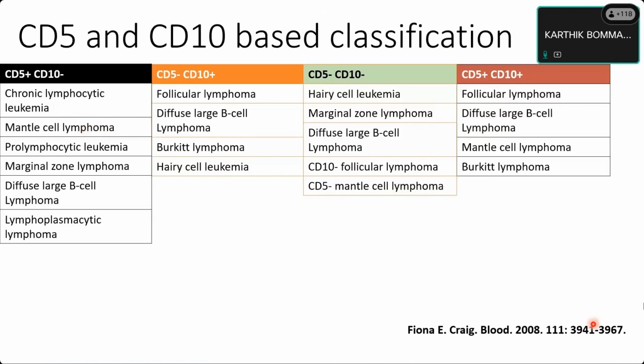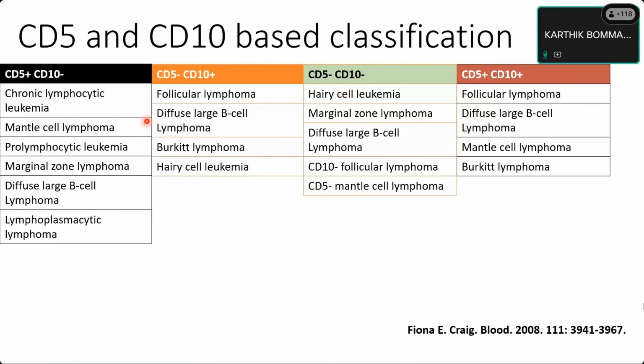This is a very good publication from Fiona Craig, published in Blood, where they describe this very nicely, in a nutshell. So 5 positive, 10 negative lymphomas, CLL and mantle, which we commonly encounter; we have to differentiate both these entities because, though both are 5 positive, the clinical behavior is very different. And 10 positive lymphomas are all follicular center lymphomas. What are follicular center lymphomas? You have follicular lymphoma, DLBCL, Burkitt's, and rarely hairy cells. Very rare. Usually hairy cell leukemia is 5 negative, 10 negative.